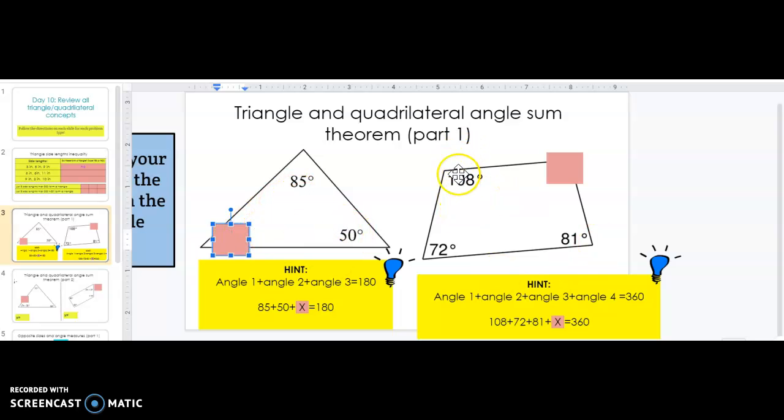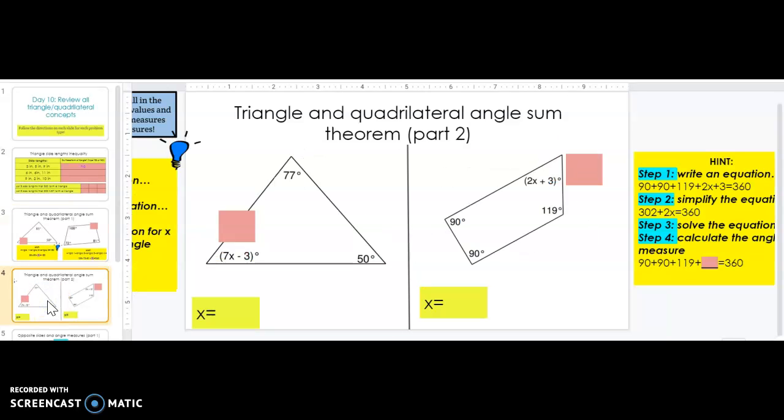Okay, same idea for quadrilateral. The only difference is here we have 4 angles and they add up to 360. So 108 plus 72 plus 81 plus what equals 360. You could just do 360 minus 81 minus 72 minus 108, and you should get that missing value. And then once you have that missing value, you just type it into this pink box.